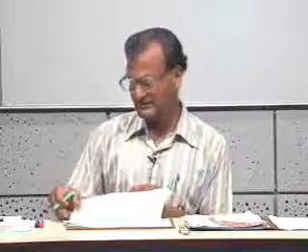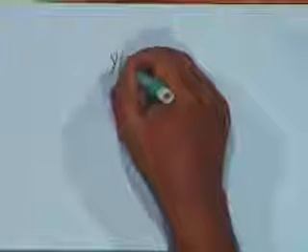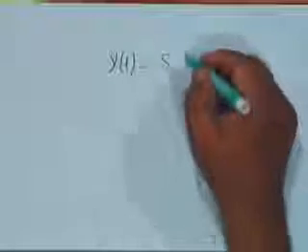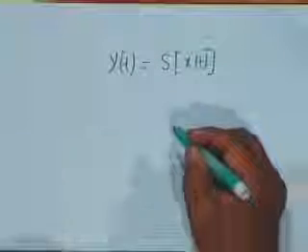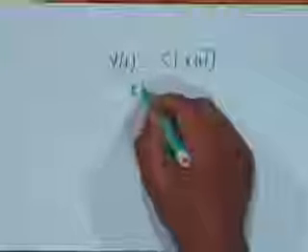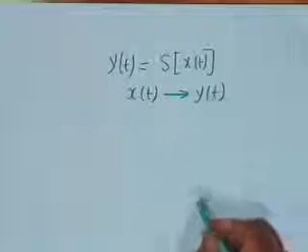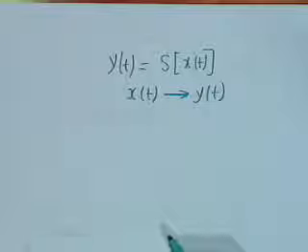And therefore, the system is sometimes also written as y of t equals S of x of t, a transformation denoted by the system S. We can use this symbol, or I find it more convenient to use this symbol: x of t leads to y of t.